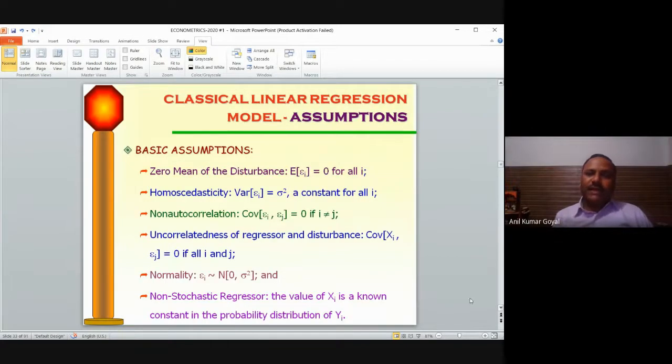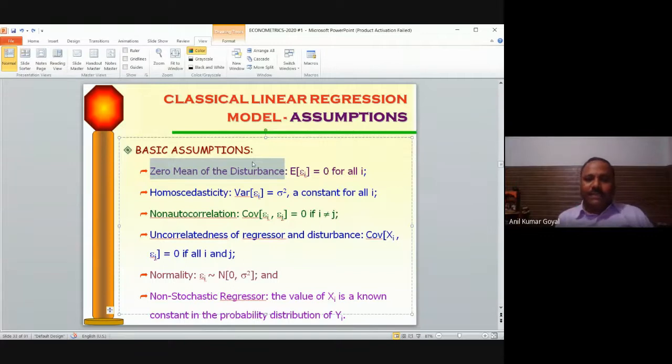So classical linear regression model, what are the assumptions? Basic assumptions, zero mean of the disturbance. Please listen carefully. Most of these assumptions are related to error term. What is the assumption? Zero mean of disturbance. Error term must have zero mean. It must be normally distributed.